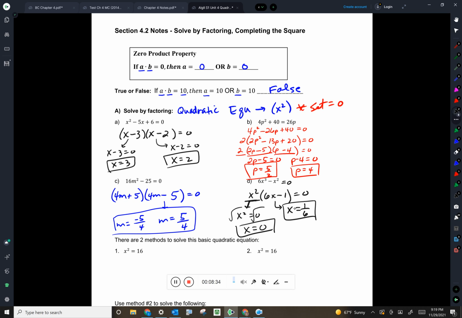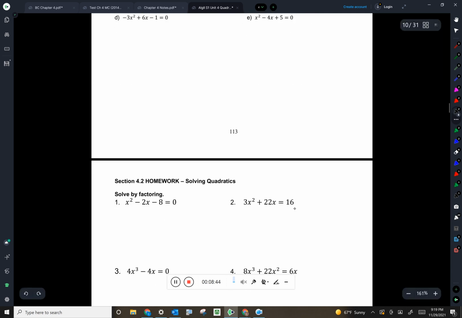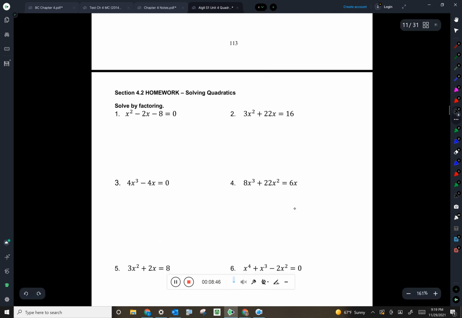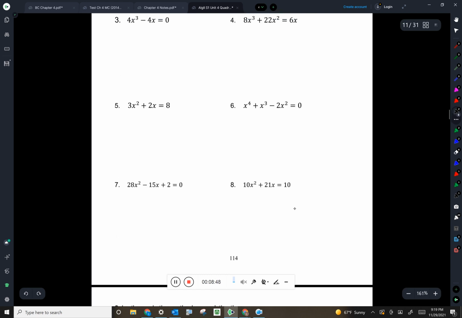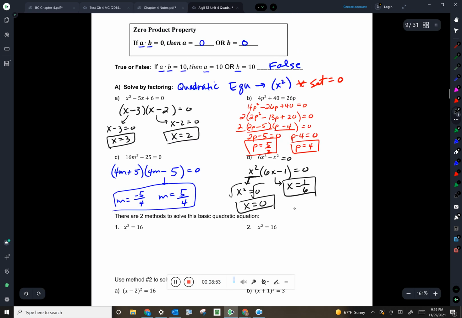Okay? So that's the first part of section 4.2, the solve by factoring. And the part of the homework that corresponds to those examples would be the first page on page 114, the number 1 through 8. So 1 through 8 of the homework correspond to the examples that we just did.